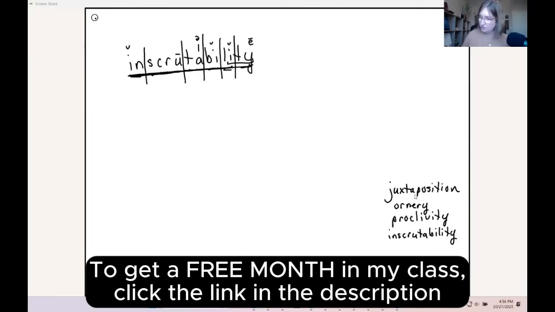Go ahead and read this first word right here. Juxtaposition. How about this one? Ornery. How about this one? Proclivity. And your new one. Inscrutability. Let's do one more.